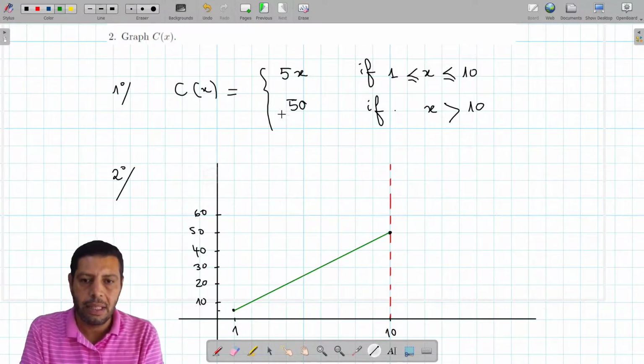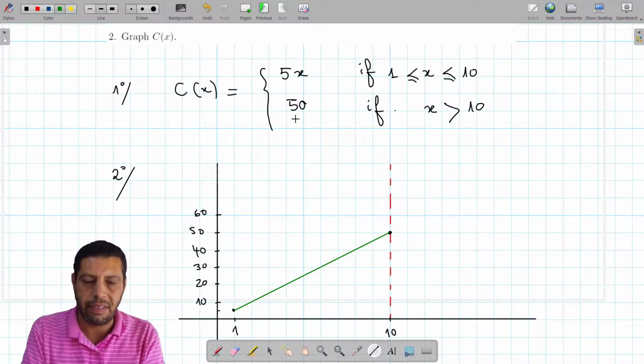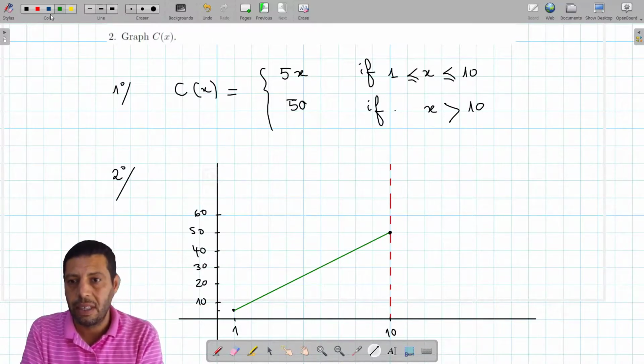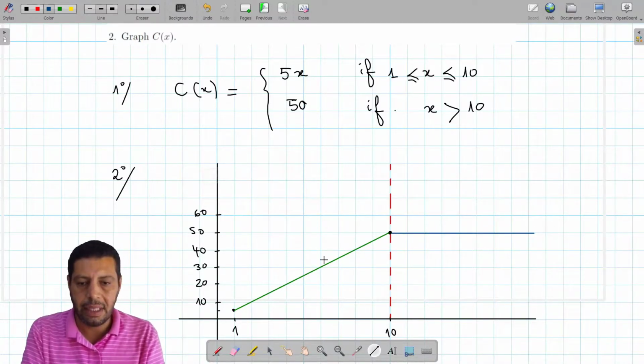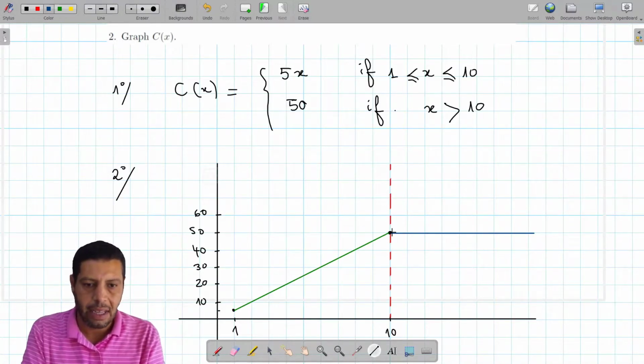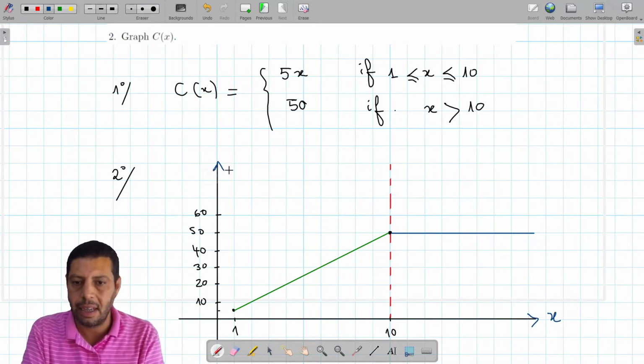And then we're going to draw the second part of the function, which is for x greater than 10. In this part, we're going to draw the constant function c of x equals 50, and you know that a constant function is represented by a horizontal line. So it's going to be a horizontal line starting from x equals 10. You see clearly that we have a linear part, which is this first part from 1 to 10, and then a constant part, which is also linear, between 10 and infinity. So this is the x-axis, and this is c of x.